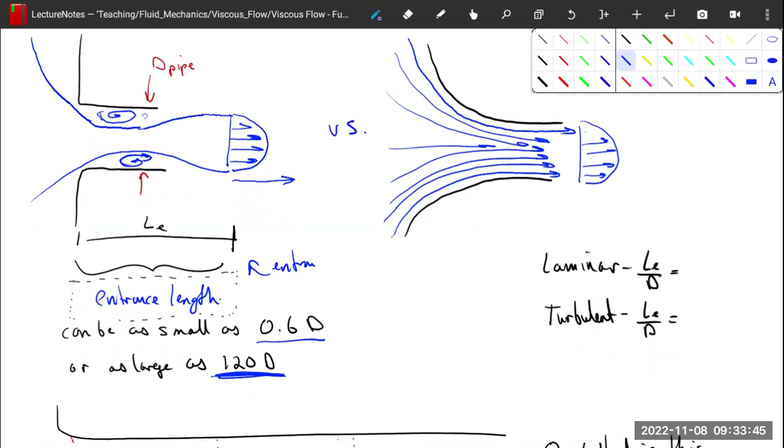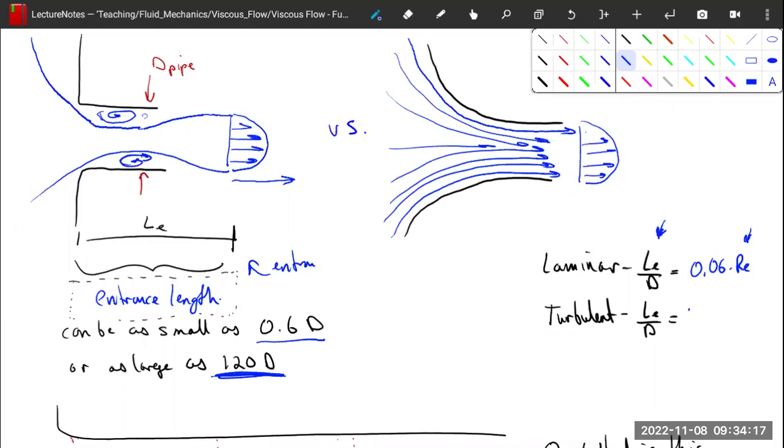longer entrance lengths that are maybe 120 times the diameter of the pipe. And generally, we can say that for laminar flow, the ratio of LE over D, right? Note this is a non-dimensional number. So if we go back to dimensional analysis, LE over D is a pi group, if you will. We can say that this is equal to, for laminar flow, 0.06 times the Reynolds number. So as we increase our velocity, the entrance length increases, right? It takes longer for it to reach equilibrium. The same is true for turbulent flow, although to a lesser degree.